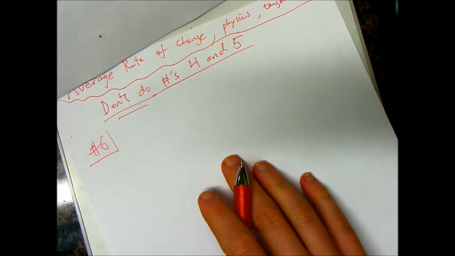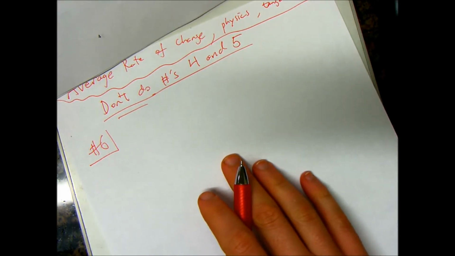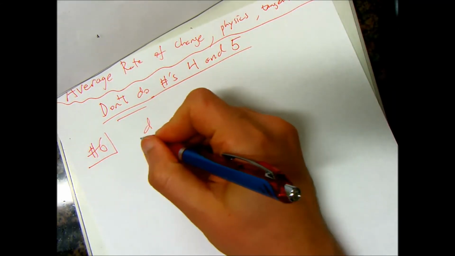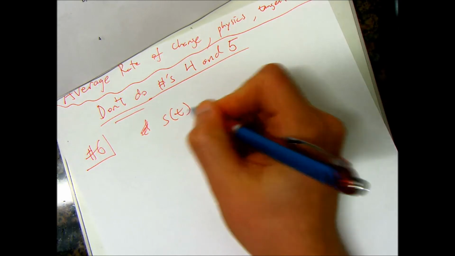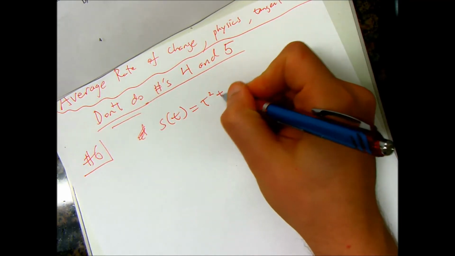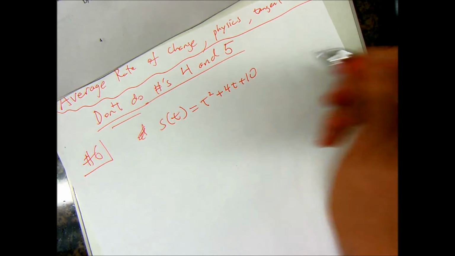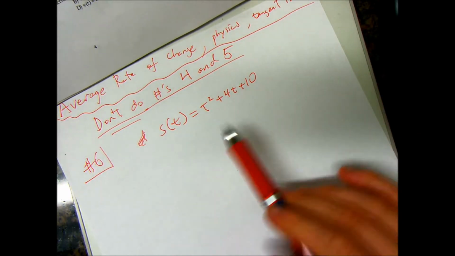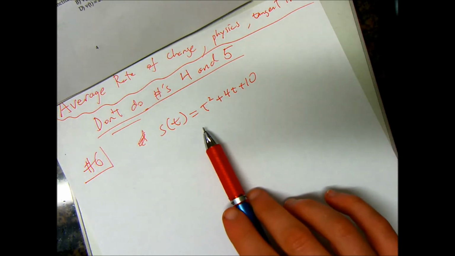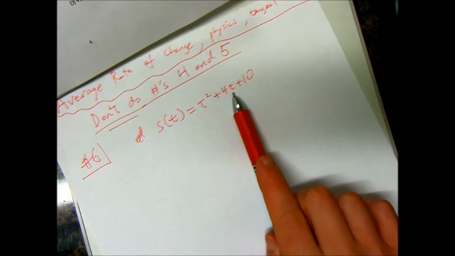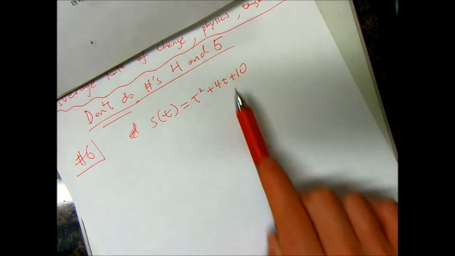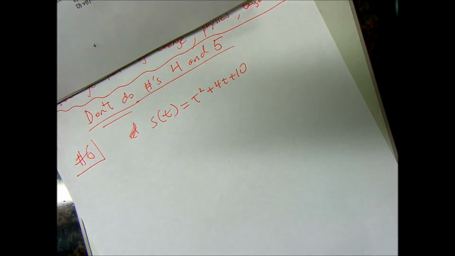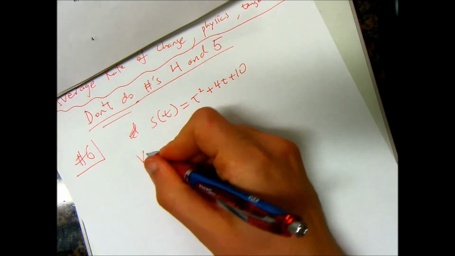Number 6 says, given the distance function, find the velocity function and the acceleration function. So again, like I just said, if I have s, which is usually what they give me, this is telling me how this particle is changing its location, right? And I can plug in time in seconds to figure that out. But if I wanted to find out how quickly it is changing its location, velocity, right?